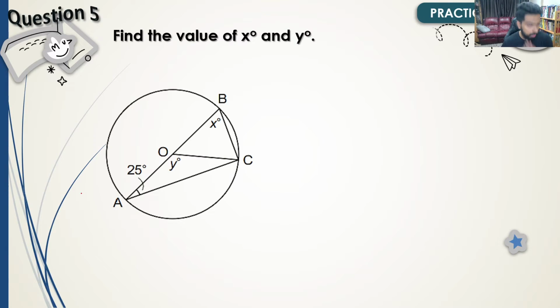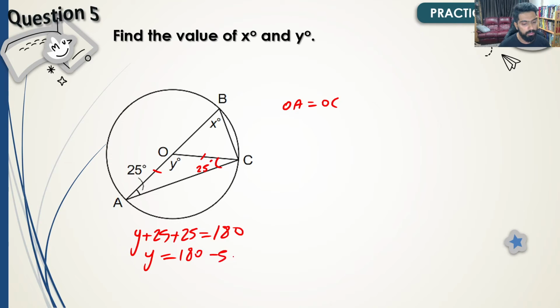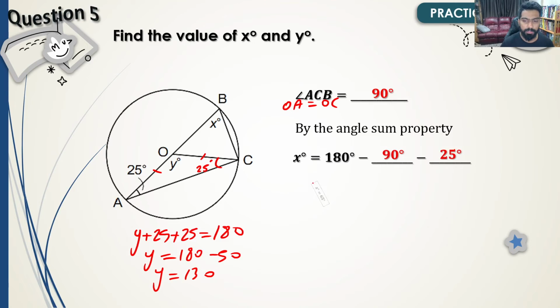All right, here we go. In this case, we have to do it step by step. We see that OA is equal to OC because both of them are radii, and these two angles will be equal. So this angle is equal to 25 degrees. Now using the sum of angles in a triangle, Y plus 25 plus 25 is equal to 180. Therefore, Y is equal to 180 minus 50, so Y is equal to 130 degrees.